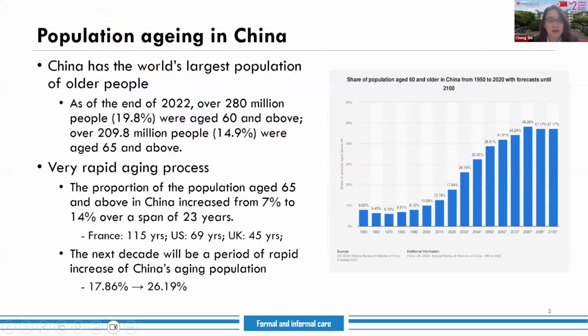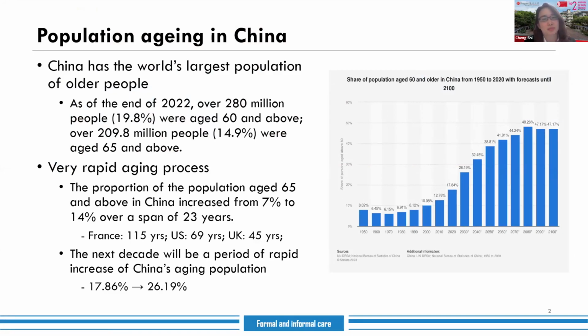First of all, some background information regarding the population aging in China. We know that China has the world's largest population of older adults. By the end of 2022, there are over 280 million people who are aged 60 and above. And if we take the age threshold of 65 and above, there are still more than 200 million people.